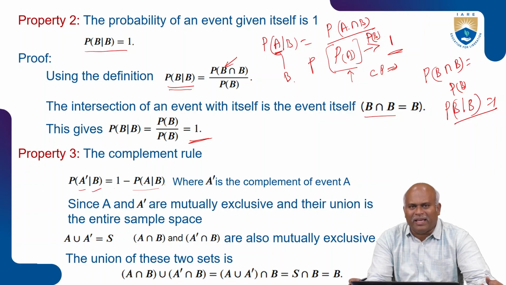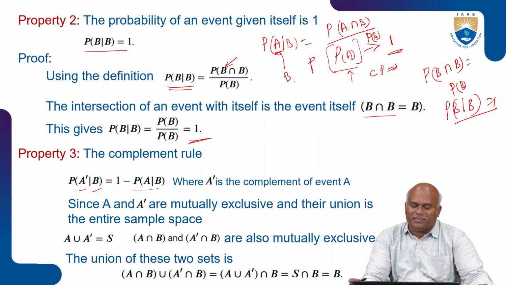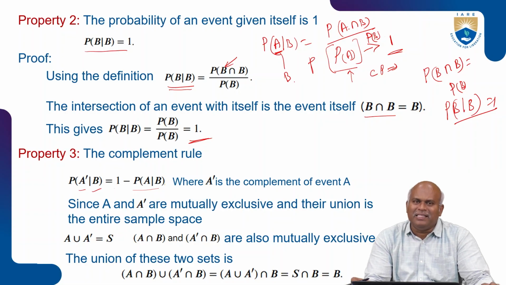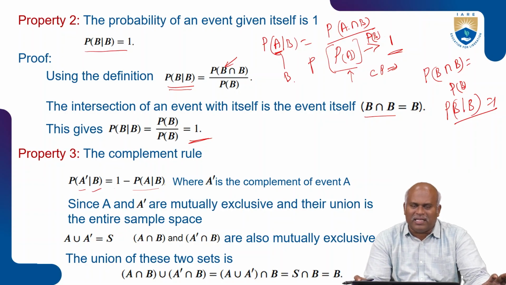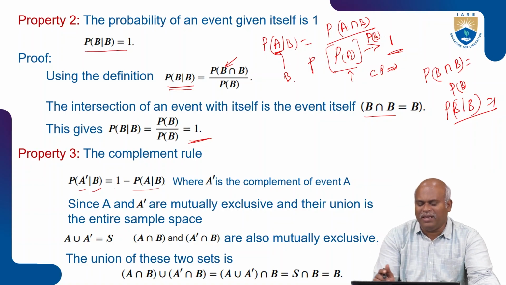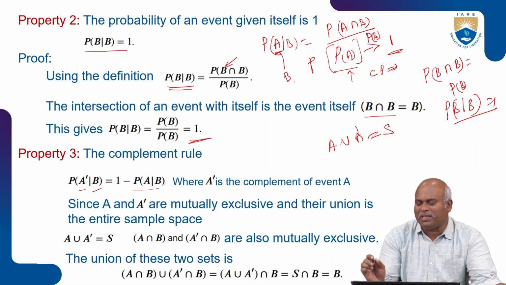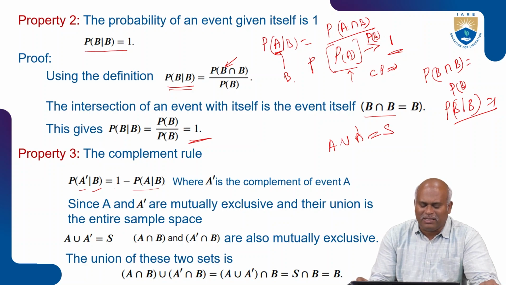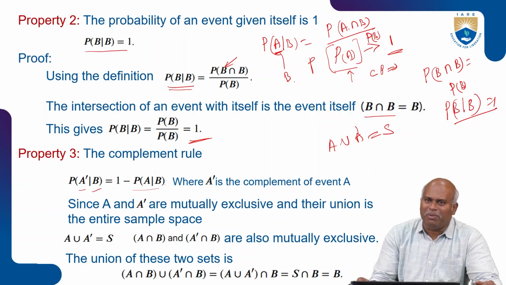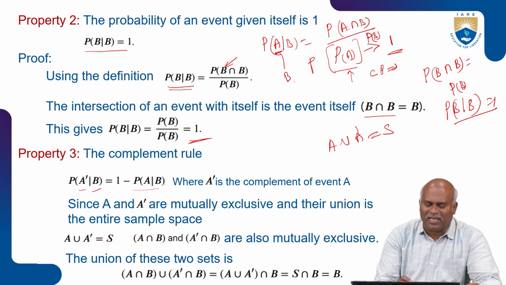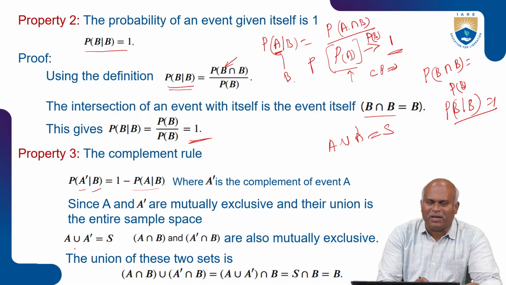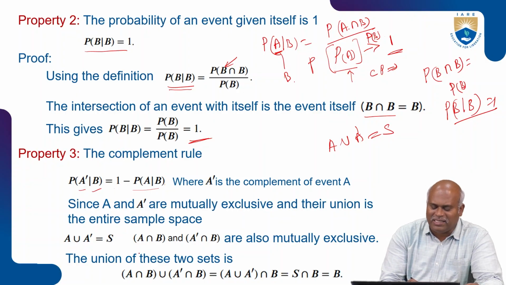Now we take A and A dash, which are mutually exclusive, and their union is the entire sample space. The union is always the entire sample space. That means A union A dash is equal to the sample space. Now I write this as P of A union A dash is equal to S.